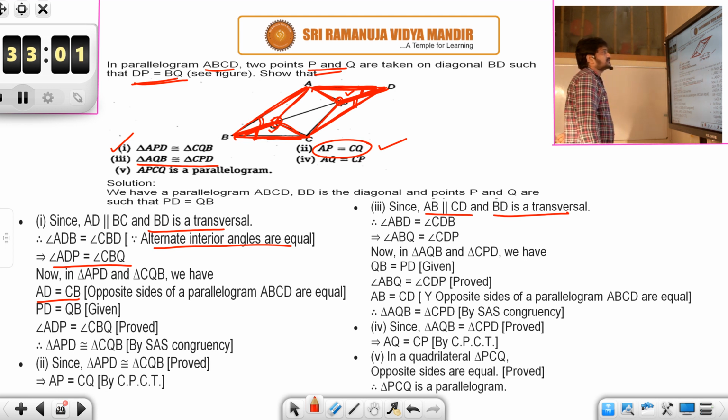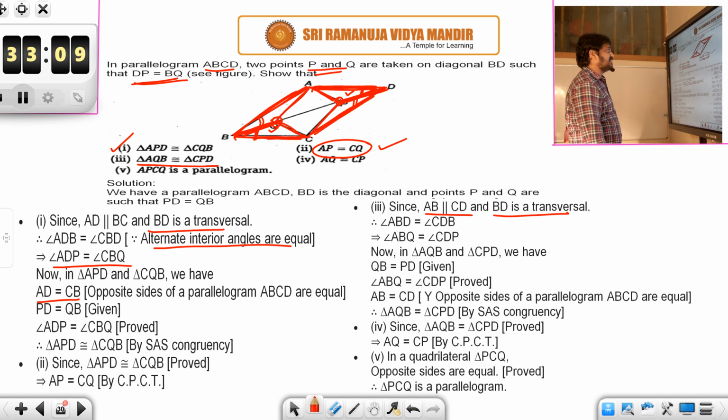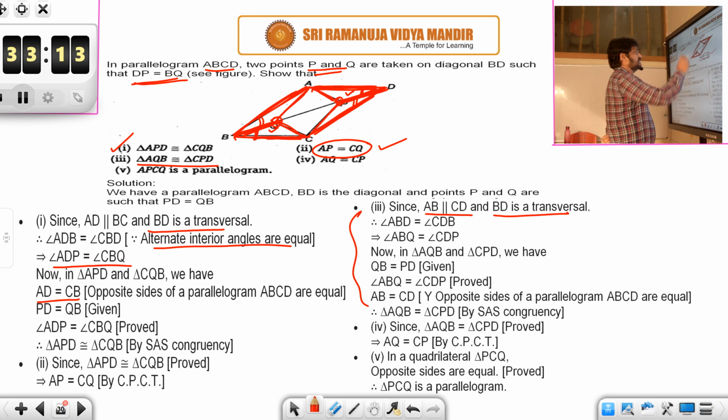And then what else? We know that AB is equal to CD because they are opposite sides of a parallelogram. So from these three we could show that these two triangles are congruent to each other. So hence triangle AQB is congruent to triangle CPD. Okay, so this will be your third part.